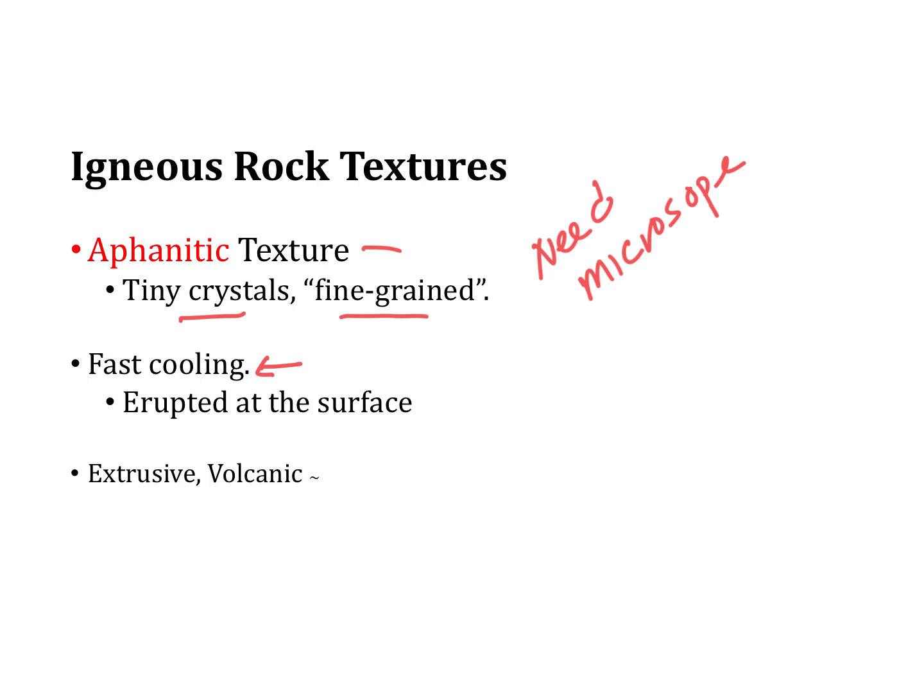And this is what happens when lavas erupt at the surface of the earth. So the environment at the surface of the earth is much, much cooler than the lava's temperature. And so the lava begins to cool quickly, and the crystals don't have time to grow into large crystals. So these rocks are extrusive and volcanic. So again, the aphanitic texture then is associated with extrusive and volcanic.